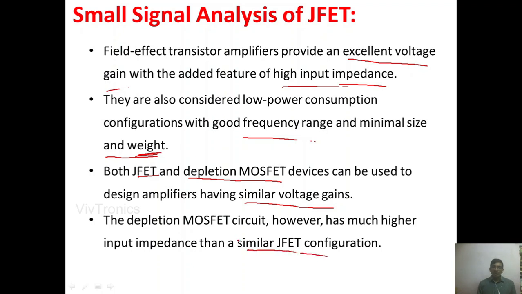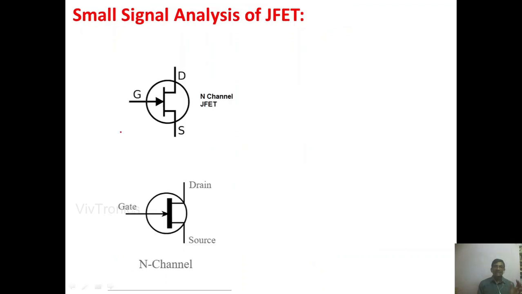As the depletion MOSFET and JFET both give the same voltage gain, whenever we require a very high input impedance, higher than the JFET, then we will go for the depletion MOSFET. Otherwise we can go for JFETs. These JFETs are divided into two types. One is the N channel JFET, another one is the P channel JFET.